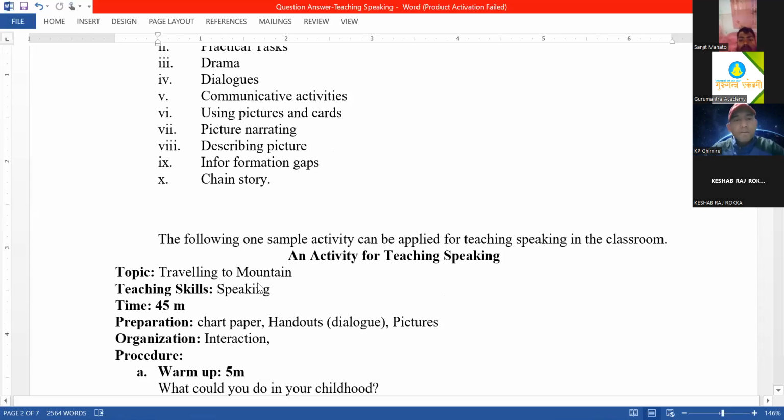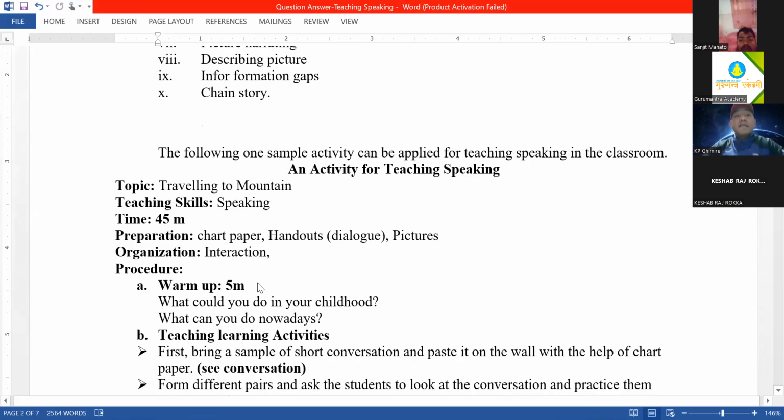See, the following one sample activity can be applied or employed for teaching speaking in the classroom. So, an activity for teaching speaking. See here, the topic is about traveling to a mountain. This can be a reading text, but under it speaking activities can be conducted. The teaching skill is speaking, the time is 45 minutes, and preparation means a list of materials.